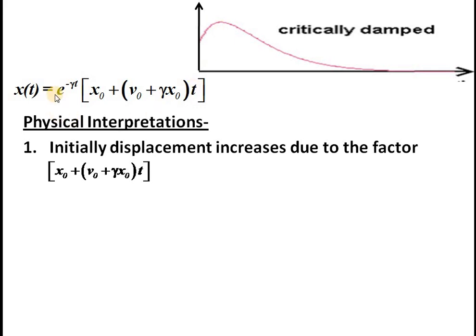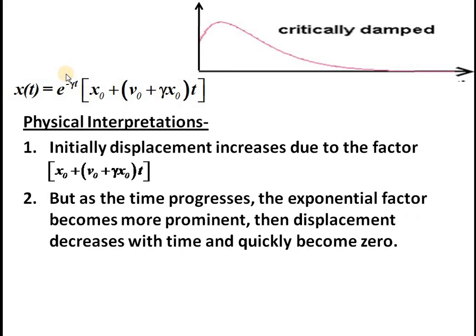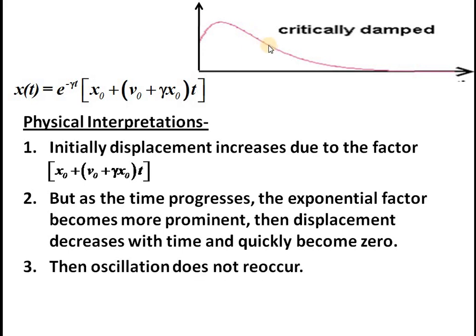But what happens at that time? e raised to minus gamma t is an exponentially decreasing number, so its effect will be decreasing. Initially increasing, but due to the effect of the second factor, e raised to minus gamma t, the curve goes decreasing with time. You can also see that there is no oscillation at all. This curve is simply damping, its amplitude getting decreased with no oscillations.